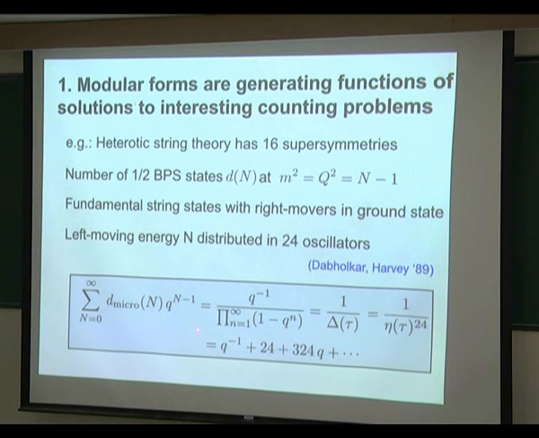It's just a partition problem, and the answer, the generating function for d micro, is 1 over eta to the 24, the Dedekind eta to the 24, which is 1 over delta, the function that we just saw. So this is a modular form of weight minus 12, and here is its q expansion. It's very easy to compute these numbers. So that's one kind of problem where modular forms appear.